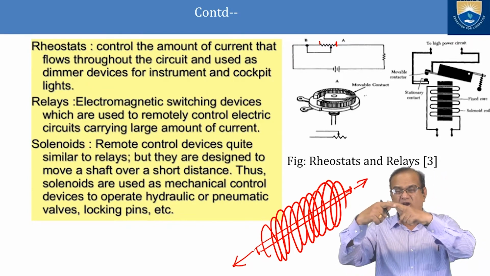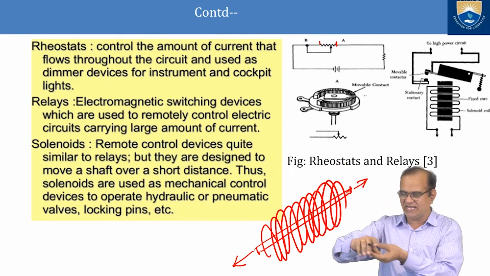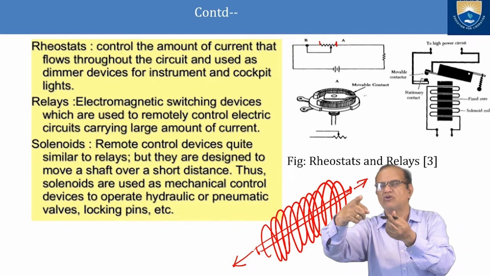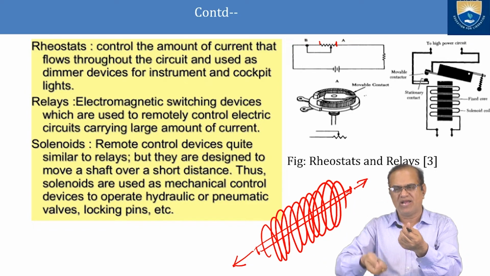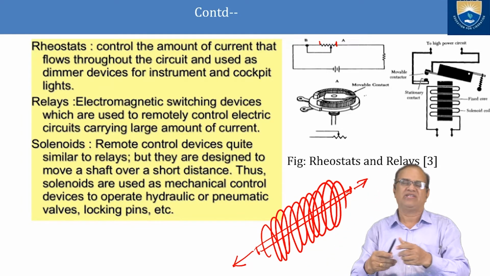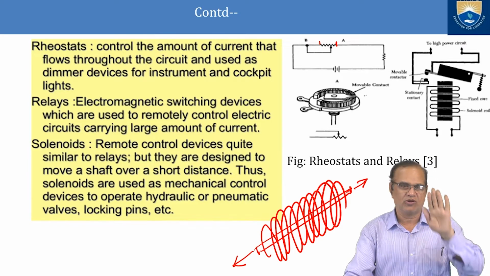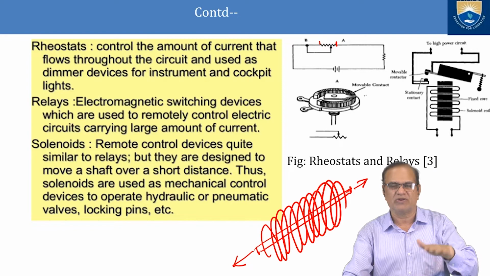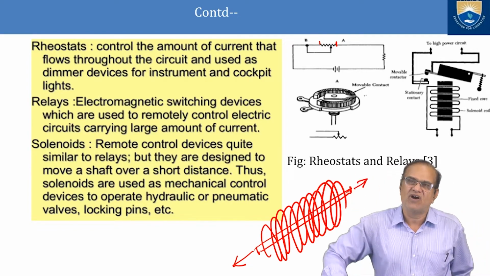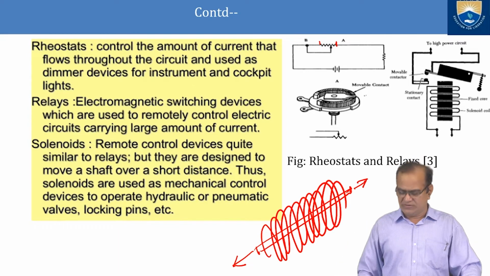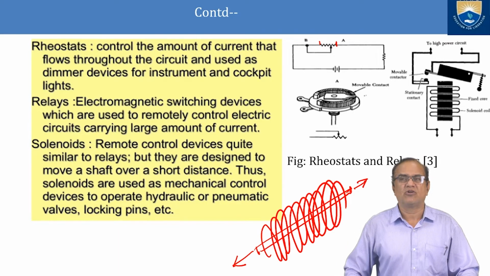If a lock pin is there, like on your landing gear, it goes in and is locked. If you want to remove it, the solenoid will be used. The pilot will give the command and this solenoid will pull that lock, and your landing gear will be unlocked. After this, with hydraulic pressure, it will start falling down. In those types of situations, we use solenoid valves.